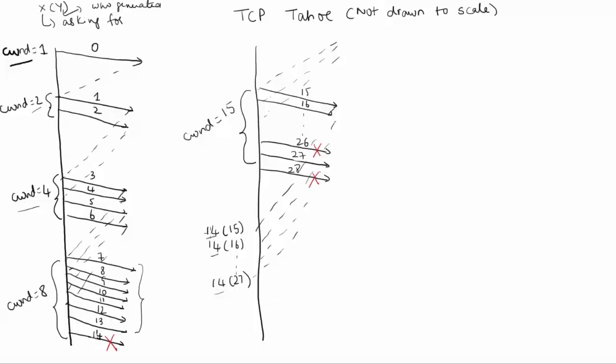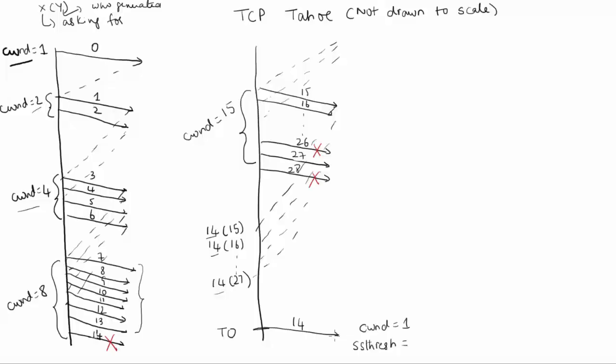The sender only sees that it is receiving duplicate ACKs. So if you notice, these duplicate ACKs are indeed conveying information that likely this packet 14 is lost, but TCP Tahoe does not act on these duplicate ACKs.